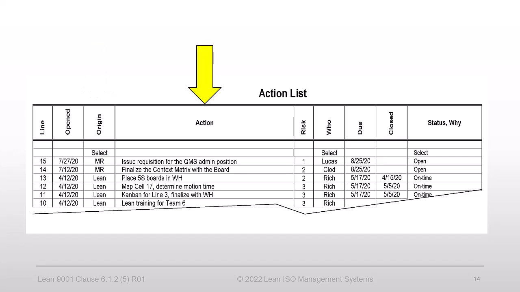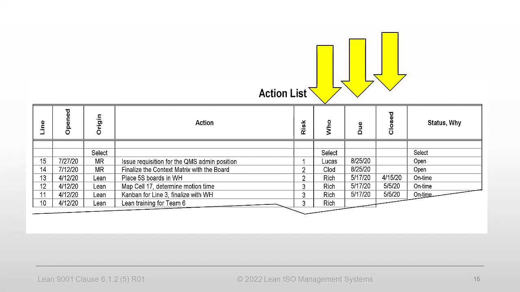The following column is the action itself: initiate requisition for the QMS admin position, or place 5S boards in the warehouse, etc. The next is the importance of an action, or the risk of not completing the task. This column is handy when one has few tasks assigned to them to sort the priorities. The scale here may be as simple as estimated 1, 2, 3, or if you wish, you may use FMEA analysis, showing the criticality of a task.